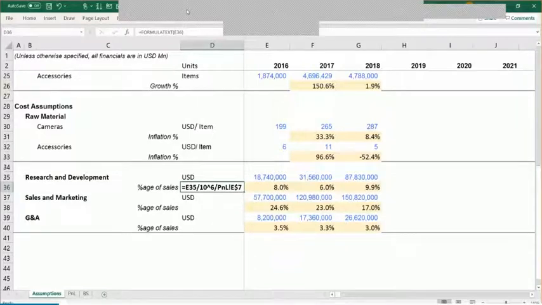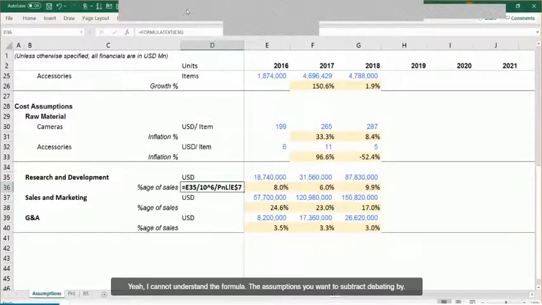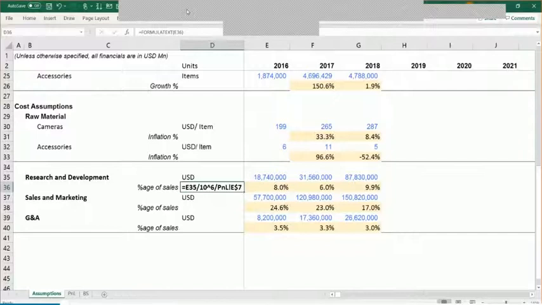Hi sir, Amandeep. Yes. I am Kaushik Siddharth. Yes, please. Yeah, I'm Kaushik. I cannot understand that formula. This assumptions you are dividing by, I cannot understand this.